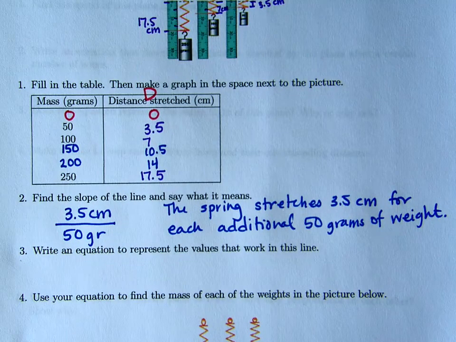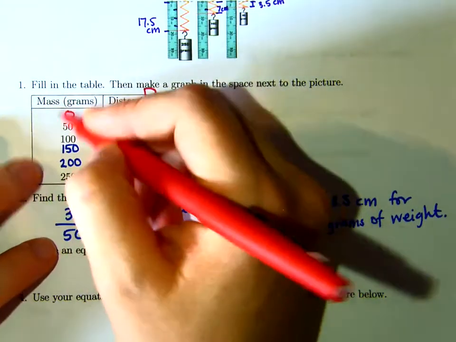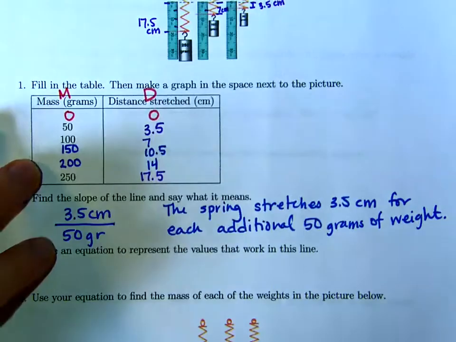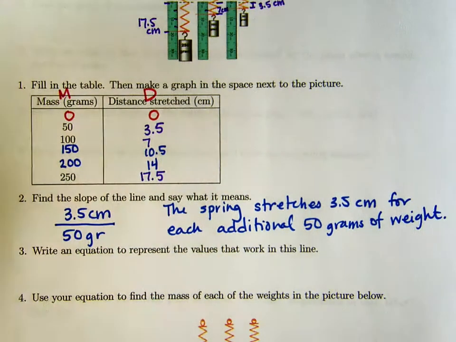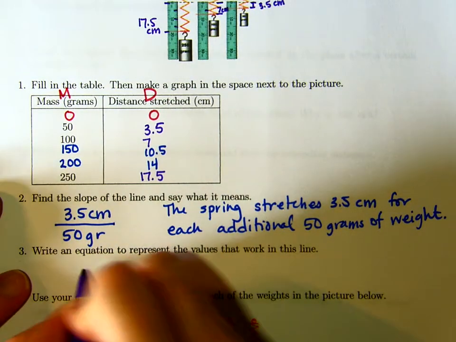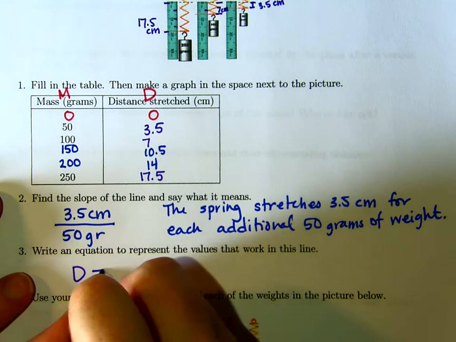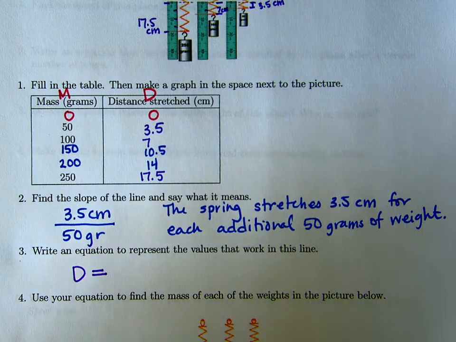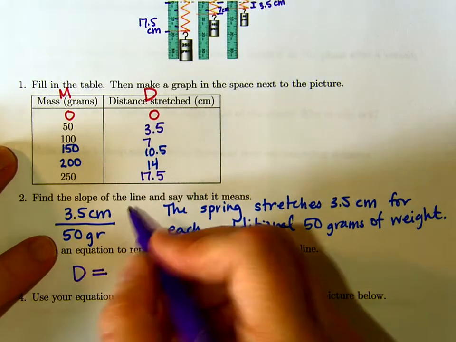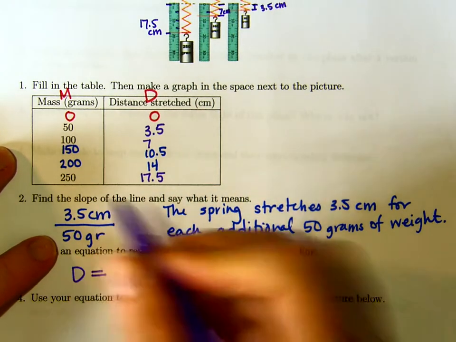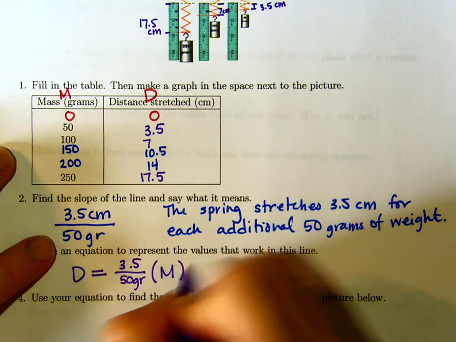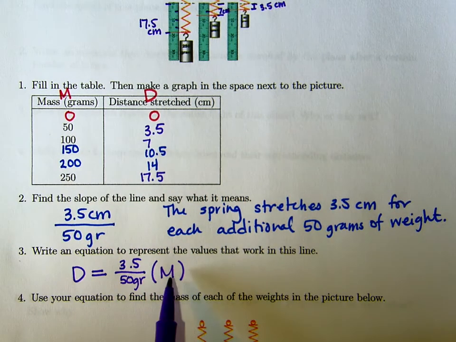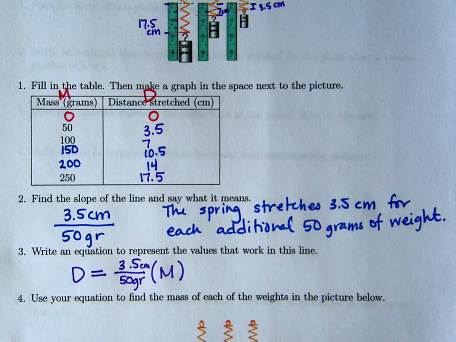Distance stretched. We're going to call it D for distance. And we're going to call this M for mass. Okay, here we go. The distance D, distance in centimeters, is equal to, well, here's our rate. So 3.5 centimeters each 50 grams times the mass in grams. So this would be grams and grams cancel, and this would be 3.5 centimeters, just FYI.